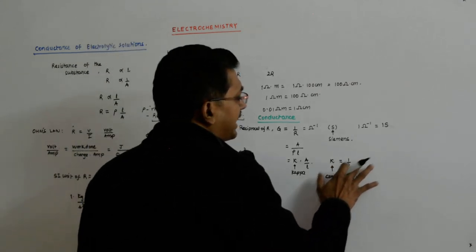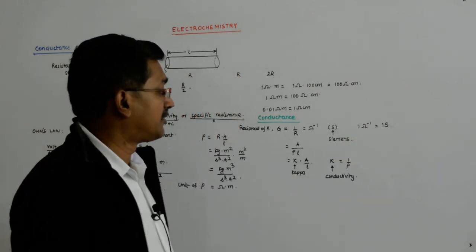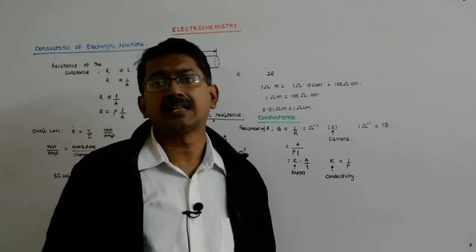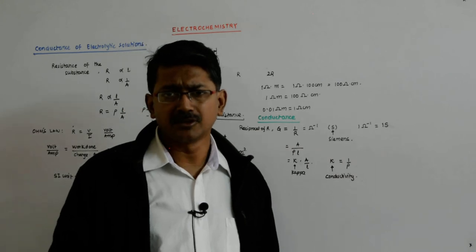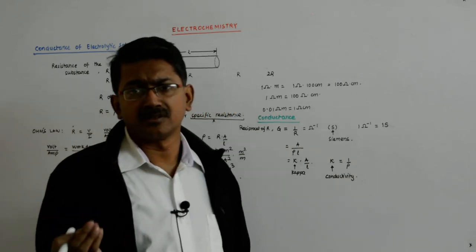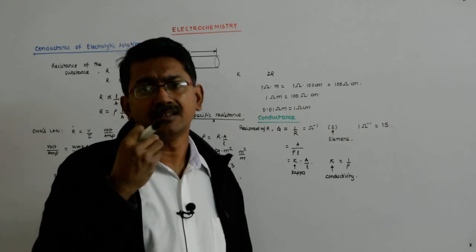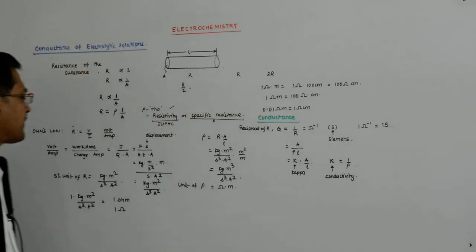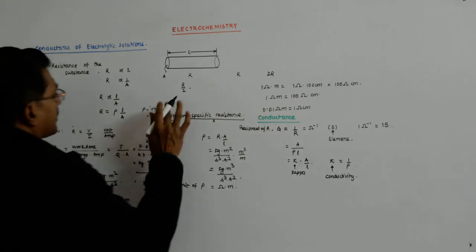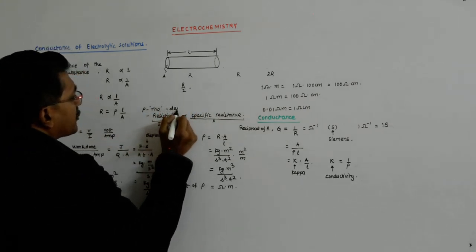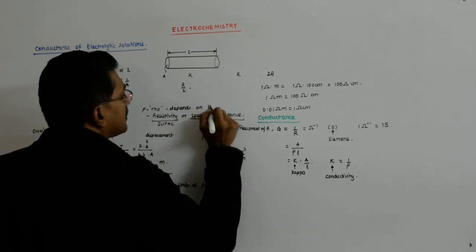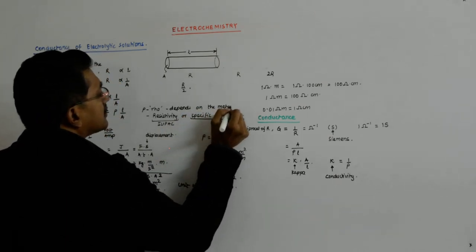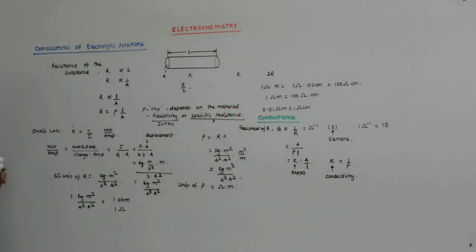A material with a very high amount of resistivity will have a very small amount of conductivity. So for the same dimension of two materials, one with a higher resistivity will have lesser conductivity. Now, rho is something that depends on the material.